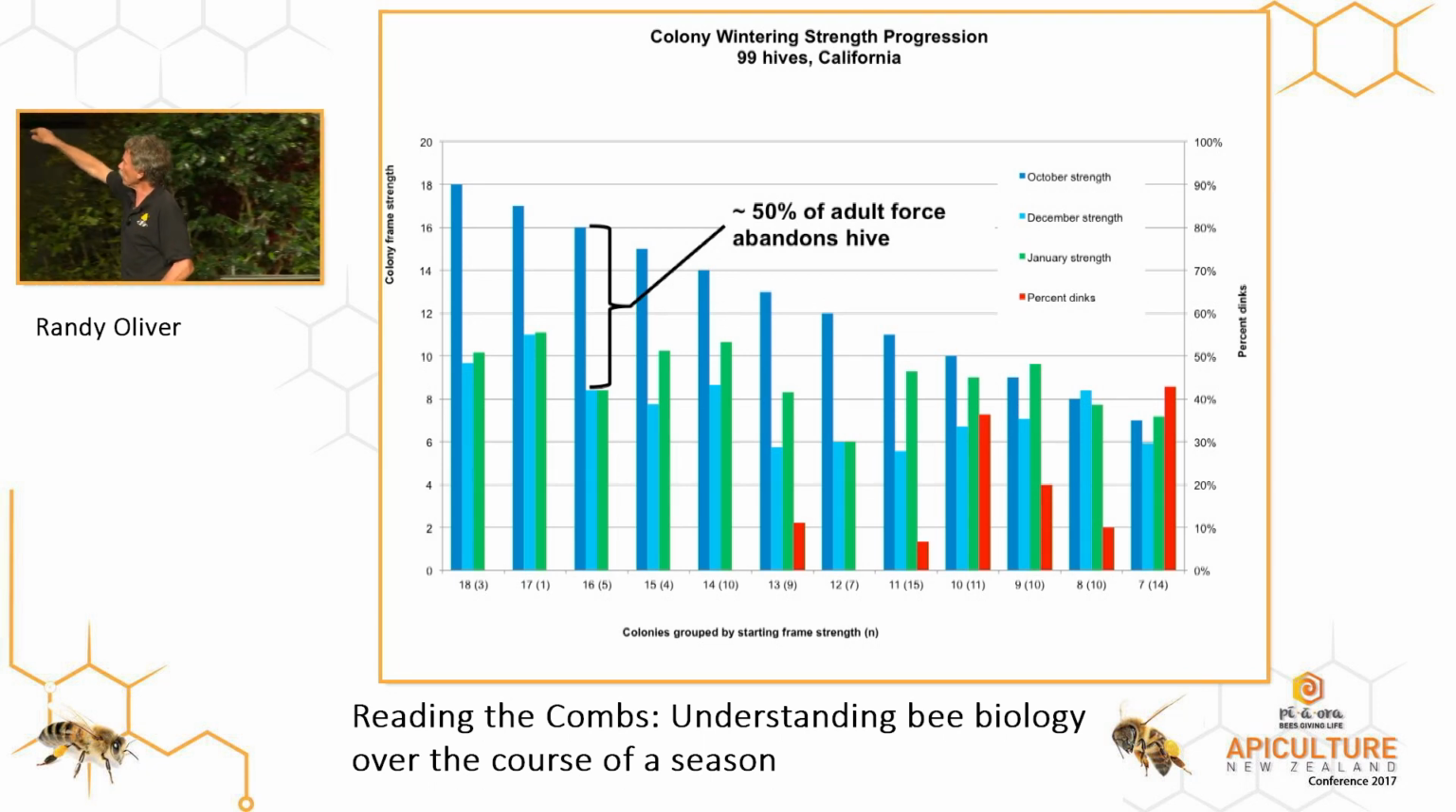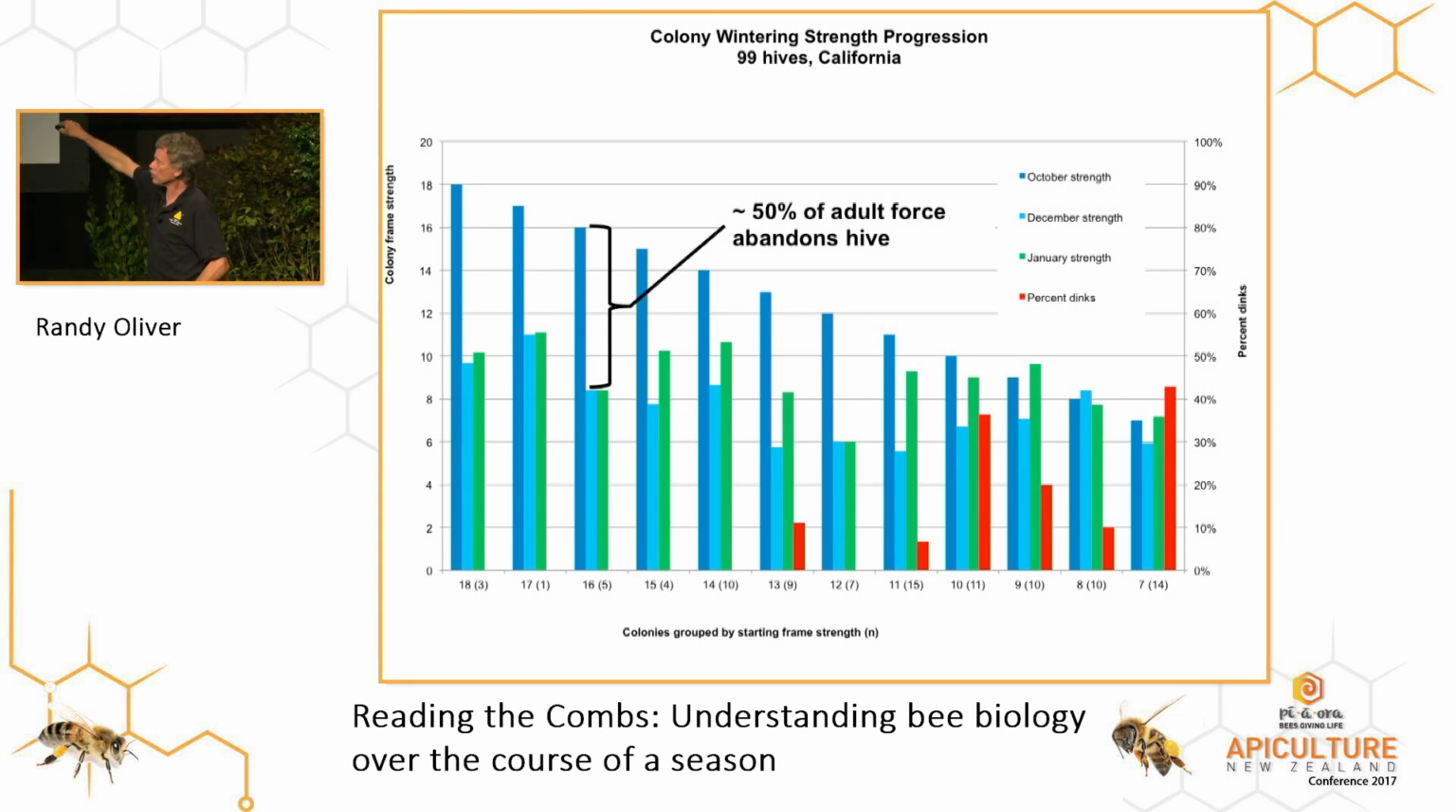And what you can see, the strong colonies, they lose half their adult population, okay, going into winter. Those bees are all old bees. They're never going to make it through the winter. They just fly off to die. They don't want to die in the cavity. So that's normal.